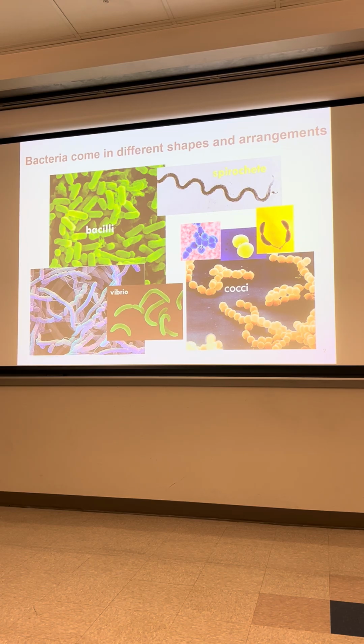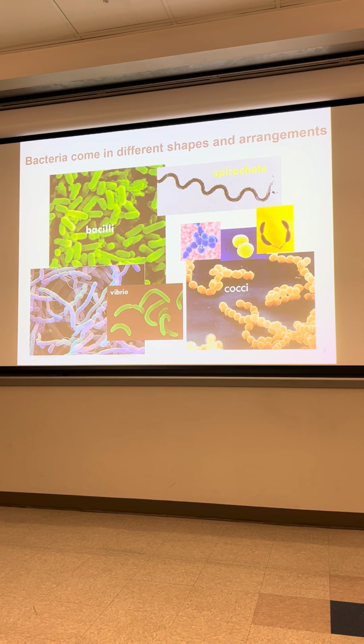Bacteria come in different shapes and sizes. If they're rod-shaped bacteria, the singular is bacillus. If you have multiple rods, it's bacilli. And then you have Vibrio, which are boomerang-shaped bacteria. You see that down here in the bottom middle. Spirochetes are going to be corkscrew shaped. Cocci are going to be round: coccus, singular, cocci, plural.